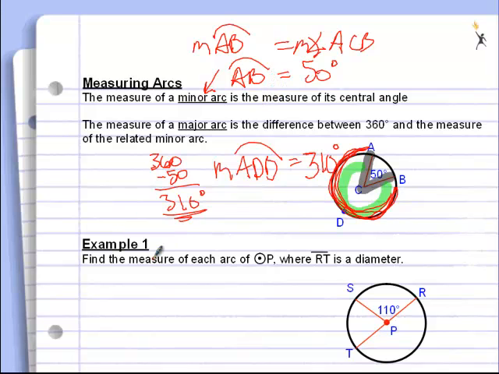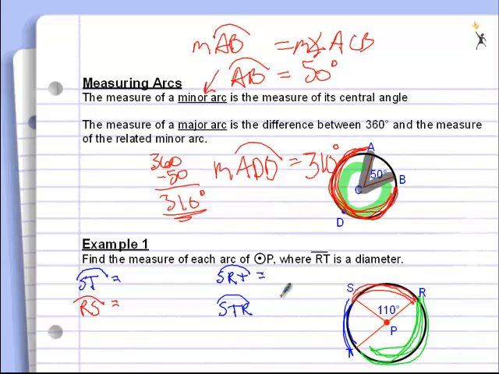Let's go to example 1, and it says, find the measure of each arc of circle P where RT is a diameter. Well, let's first go through and identify our arcs. We have arc ST, and I'm going to make sure that it's an arc symbol, not a line segment symbol. We have arc RS. We have arc RT. And then we could do a couple combinations. We could say major arc SRT, and we could say major arc STR. And you're going to notice that those are different depending on which direction you go.